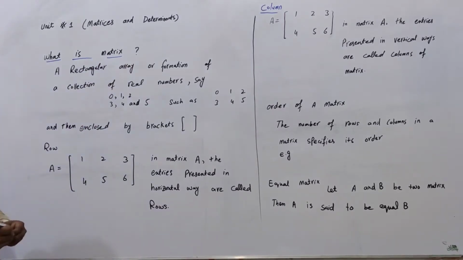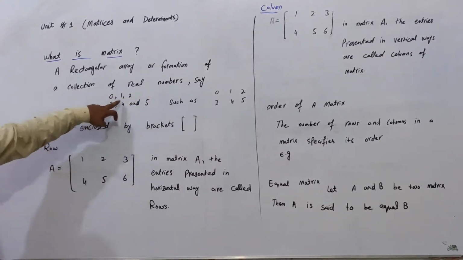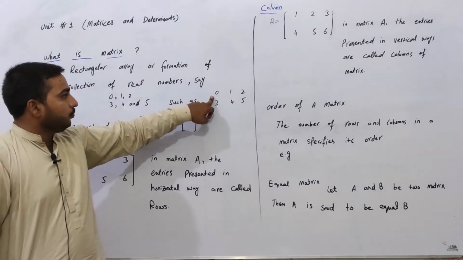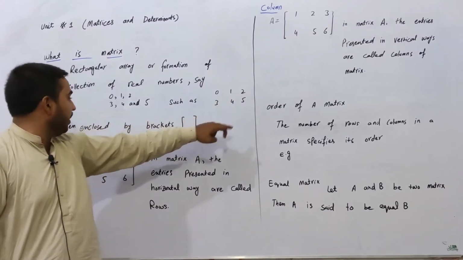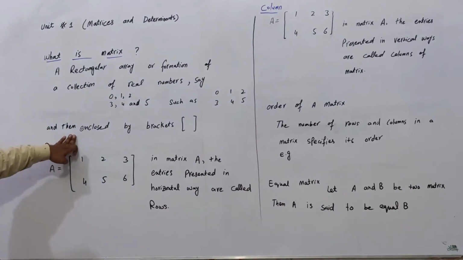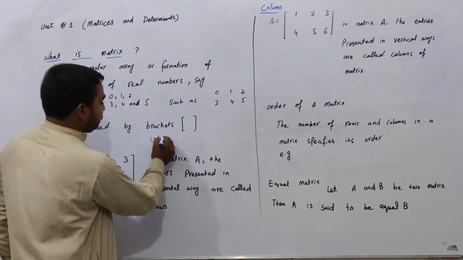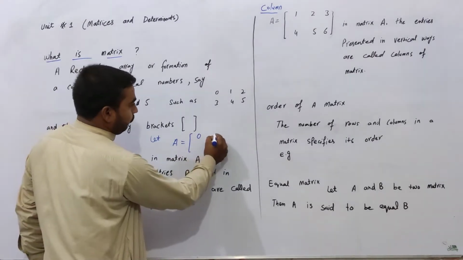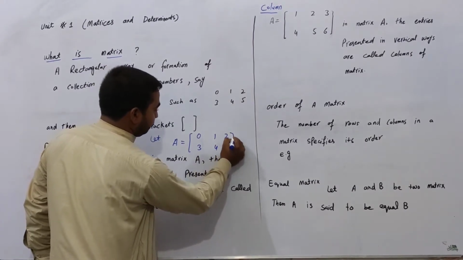A matrix is a rectangular array or formation of a collection of real numbers. For example, we write 0, 1, 2, 3, 4, 5 into rows and columns, 0, 1, 2, 3, 4, 5, and then we enclose them in square brackets. Let's suppose this is the first matrix A. We write it in this way: 0, 1, 2, 3, 4, 5.